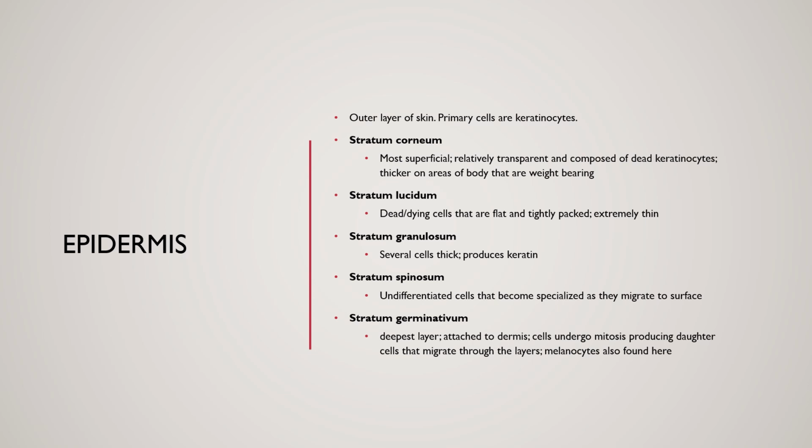Underneath the granulosum, we have the stratum spinosum. These are undifferentiated cells. They become specialized as they migrate closer to the surface of the skin. And then finally, underneath that, we have the stratum germinativum. That's a mouthful. This is our deepest layer. It is attached to the dermis. The cells undergo mitosis here, producing daughter cells that will migrate through the layers. Our melanocytes are also found here, which, as you guys know as a review, are our pigmentation cells. Those are what are going to give our skin the color.